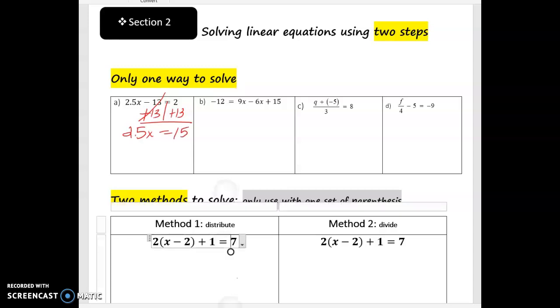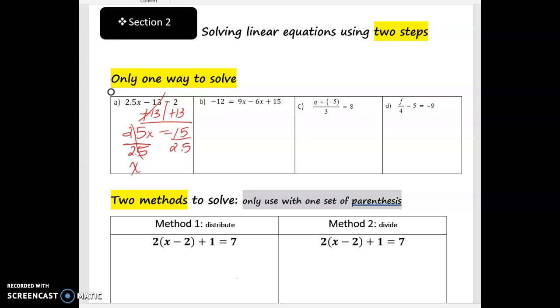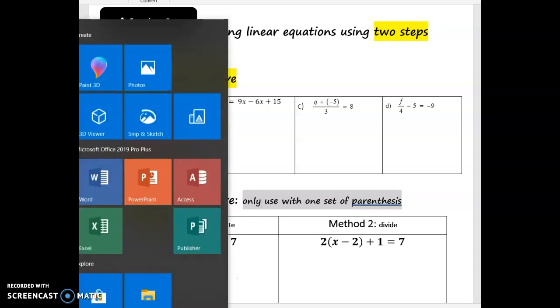Because I'm multiplying here, my inverse operation is to divide both sides by 2.5. So divide by 2.5 here, divide by 2.5 here, and 15 divided by 2.5 is 6, so that's my final answer.